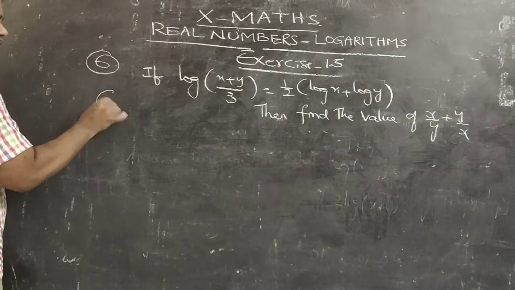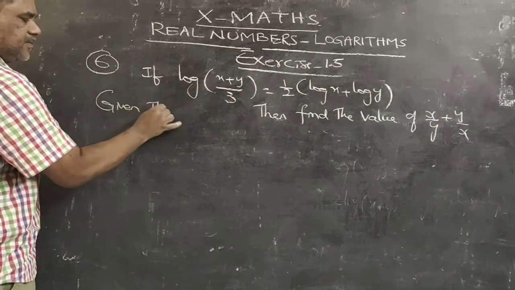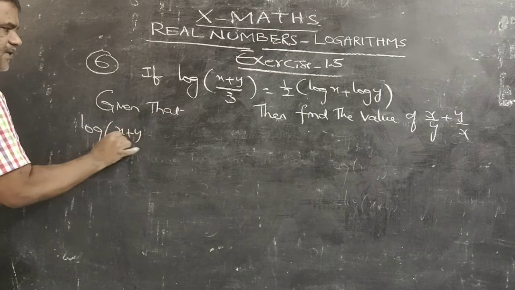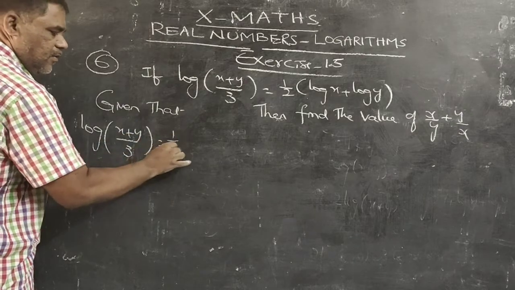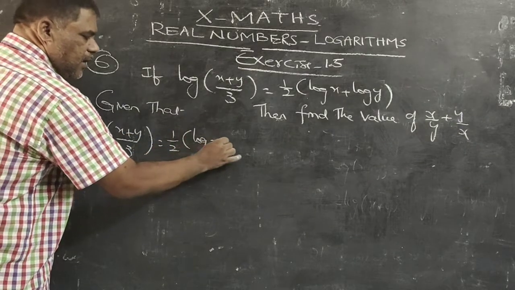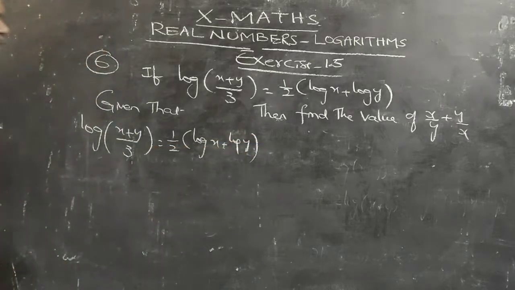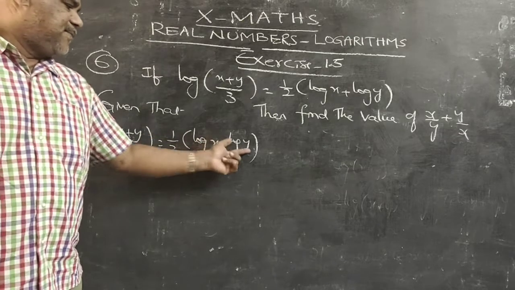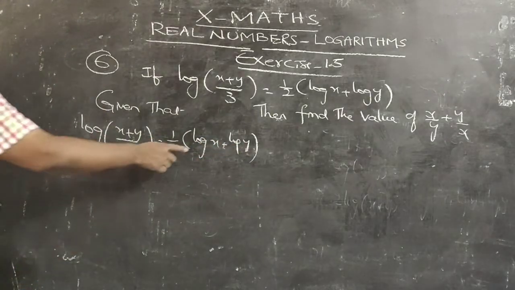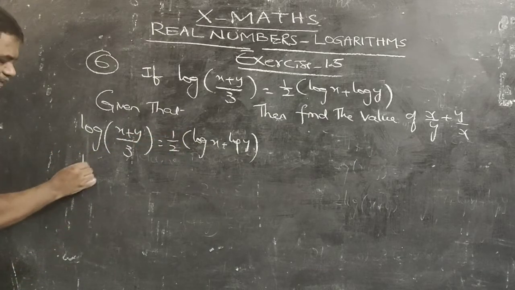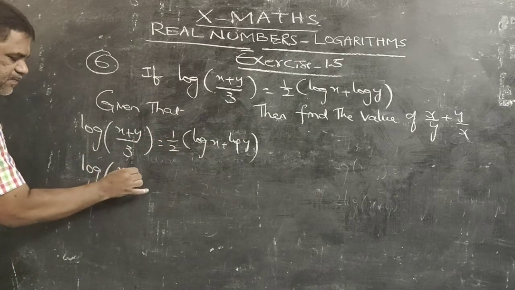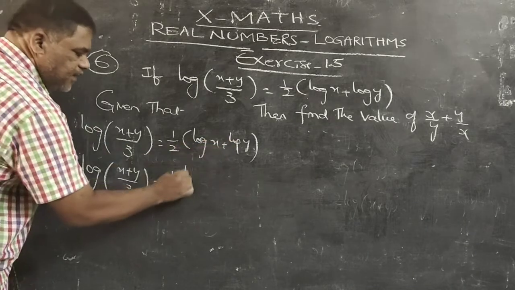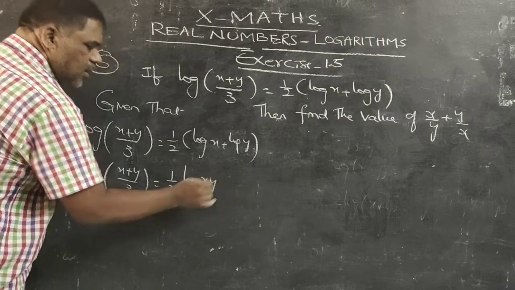So first take the condition given, that is log of (x plus y) by 3 is equal to 1 by 2 into (log x plus log y). Here on the left side only a single logarithm is there, the right side is the expanded form log x plus log y. So on the right side also let us make a single logarithm. So log of (x plus y) by 3 is equal to 1 by 2. Log a plus log b is log a into b, so log xy.